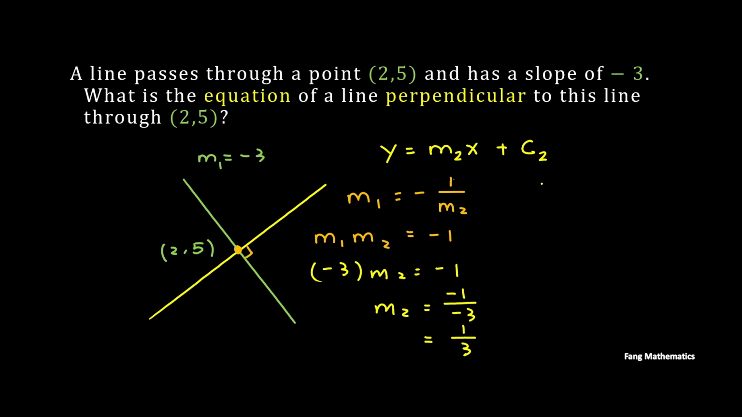So we have determined our m2 is equal to 1/3, and you substitute m2 with 1/3. And we are now to determine our c2. So how would you determine the c2? There is a test point being given, right? (2, 5). And you are to use this test point. You substitute your x and y with 2 and 5 respectively, and that will leave your c2. You are to solve for c2.